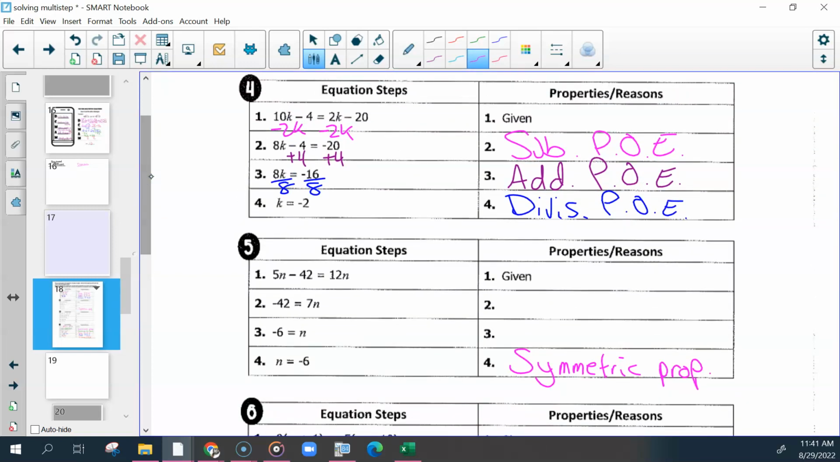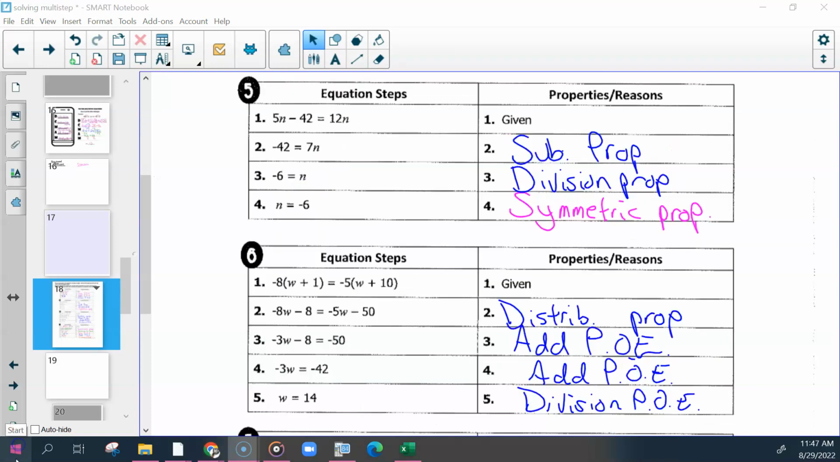Right, so I'm going to give you guys a couple minutes, try 5 and 6, and then we'll come back and talk about those. Look over 5 and 6. Do we have anything that we disagreed with? Maybe we got something different. Anything we had questions on?